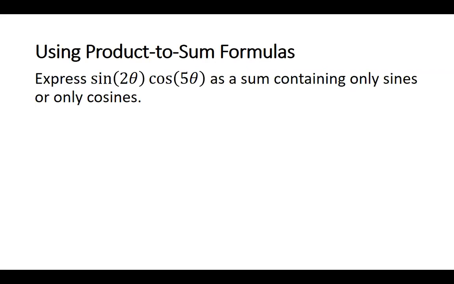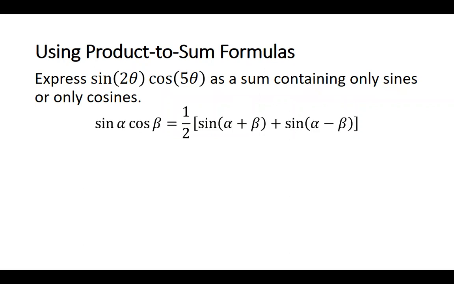Okay, so let's use the product to sum formulas. Express sine of 2 theta cosine 5 theta as a sum containing only sines or only cosines. Notice the purpose here is we're changing it from dealing with two trig functions to dealing with only one trig function. Instead of sine and cosine, we're going to deal strictly with sines or strictly with cosines. So in this case, sine of alpha cosine beta is equal to 1/2 of sine of alpha plus beta plus the sine of alpha minus beta.